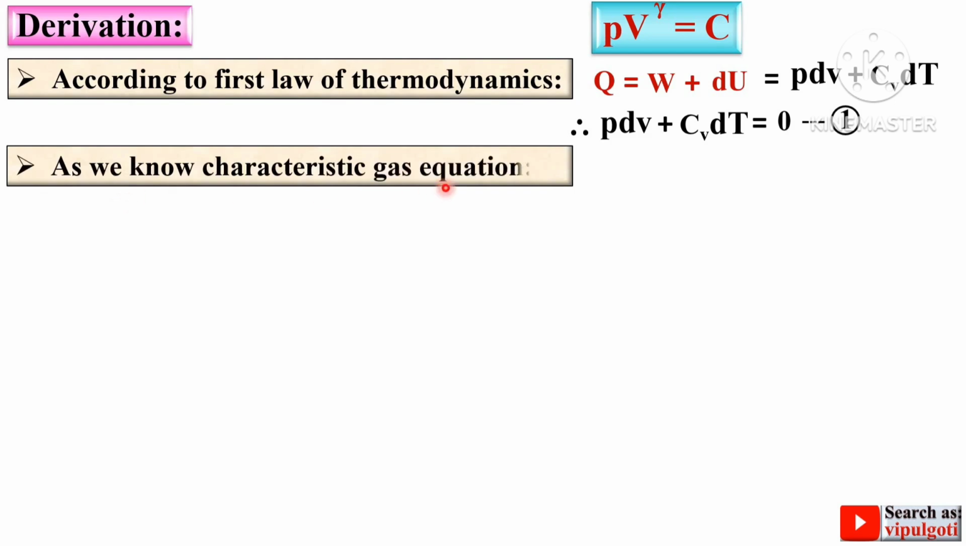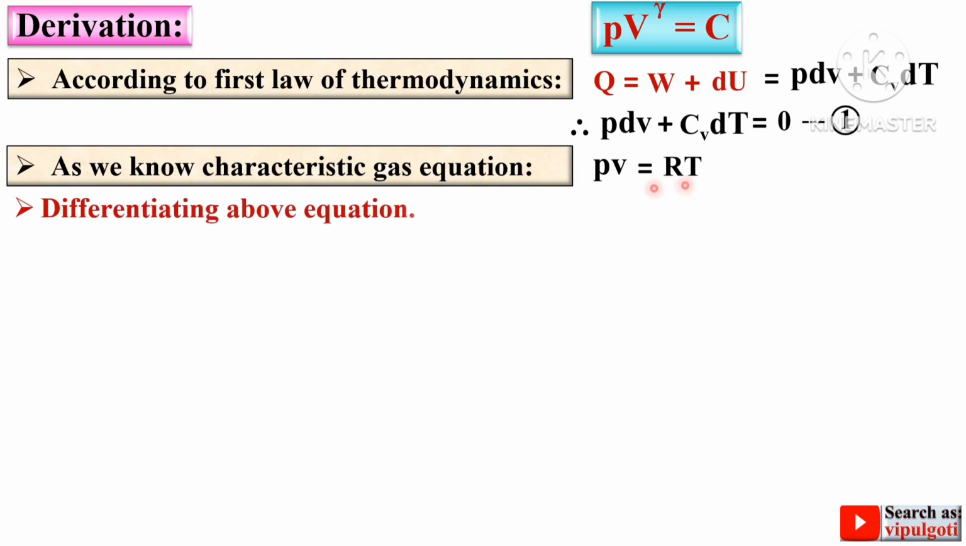Now again you know the characteristic gas equation, PV is equal to mRT. Again I am going to consider the unit mass, so m is equal to 1. Now differentiate this equation. So I can say PdV plus VdP is equal to R into dT. Differentiating this, I take P as constant and differentiate V, plus V as constant and differentiate pressure. Here R is constant, so only differentiate T.